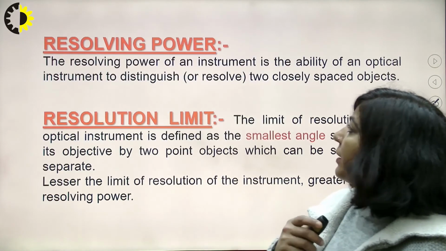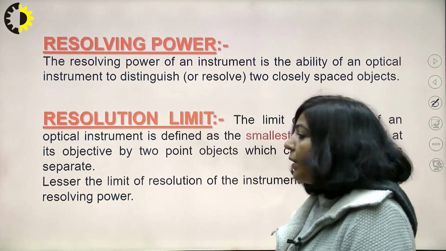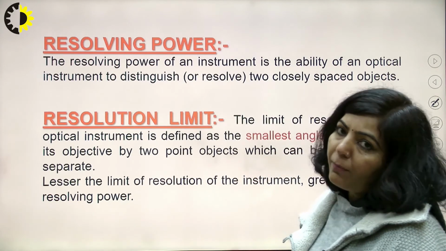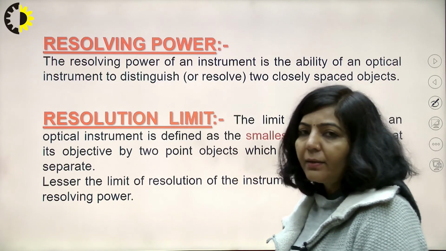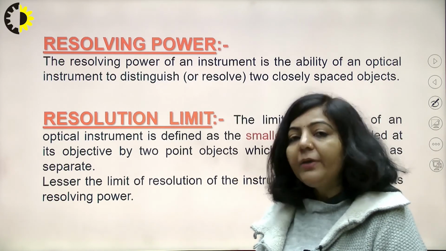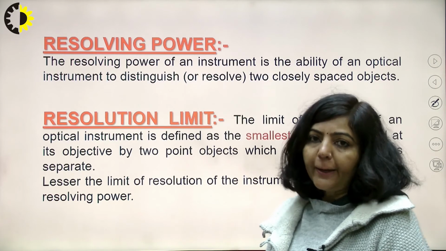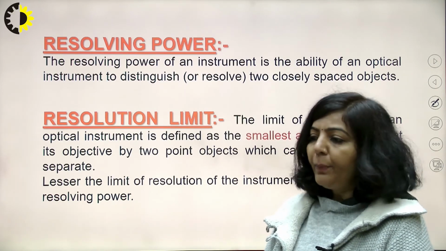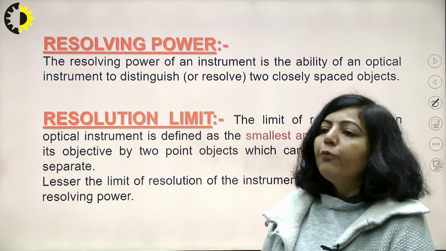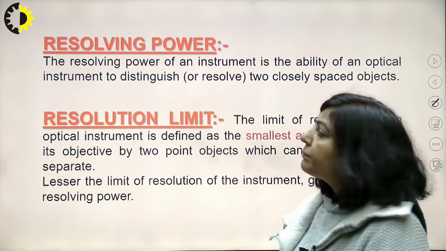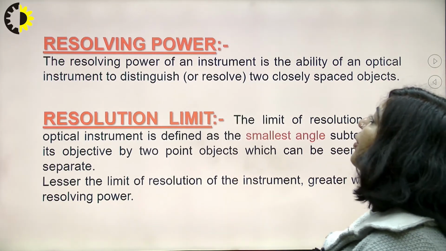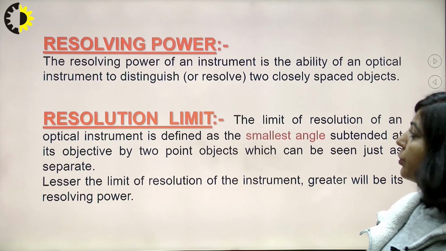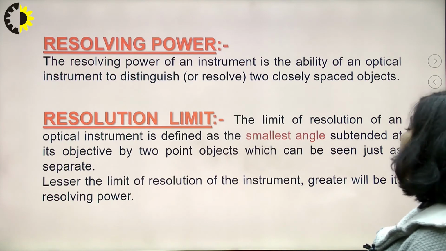Now the next topic which we are going to take is resolving power and the resolution limit of optical instruments. So basically, we have to study the resolving power of a grating. But before going into detail, first we have to understand the meaning of resolving power. The resolving power of an instrument is the ability of an optical instrument to distinguish or resolve two closely spaced objects.